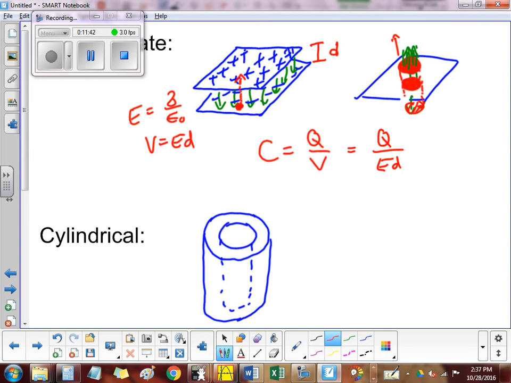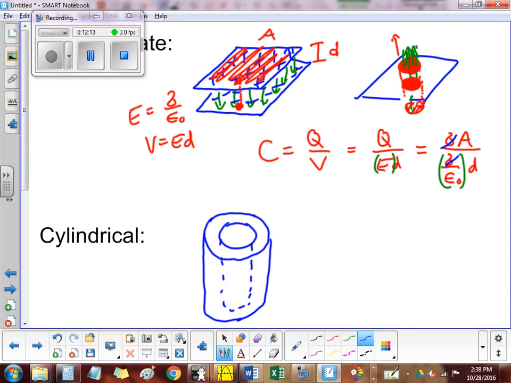Or if you want to, you can think of the Q as sigma times the total area of the plate. So imagine that the whole area of the plate is A, and it's probably a square or a rectangle. And then E we said was sigma over epsilon naught D. So I'm replacing the E right here with sigma over epsilon naught. Then the sigmas cancel out, which is interesting.